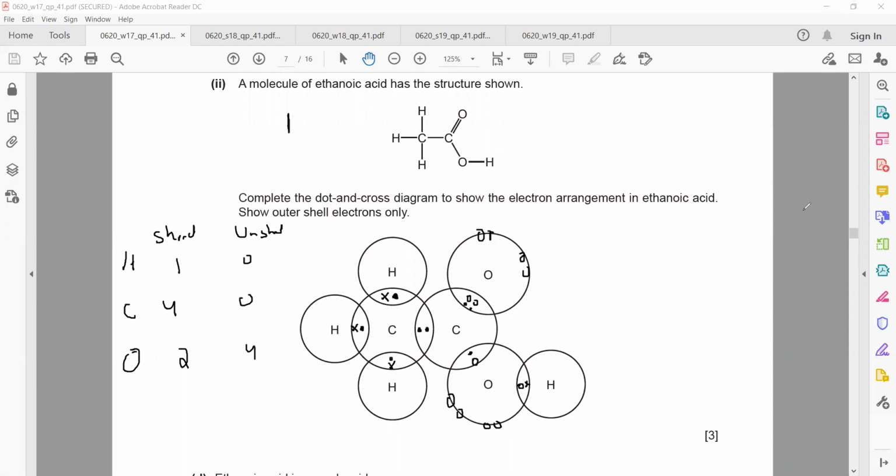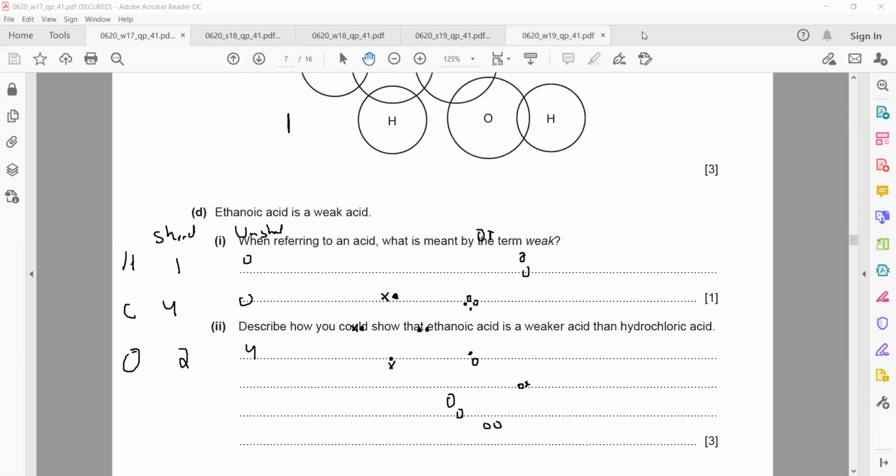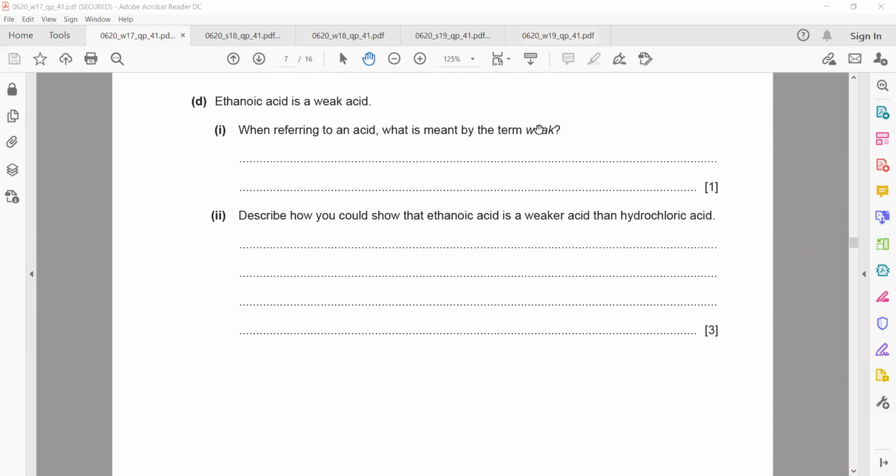Then for the next part, ethanoic acid is a weak acid. When referring to an acid, what is meant by the term weak? Weak means it will ionize or break down partially. So, partially ionized.